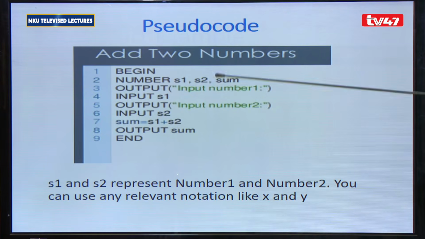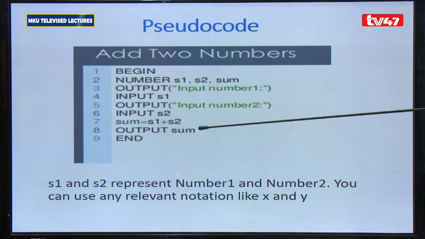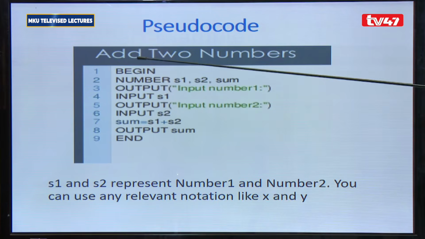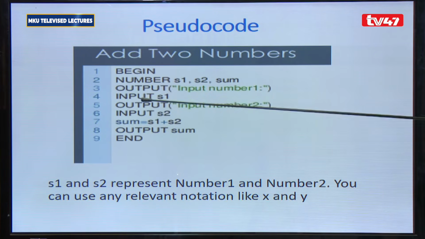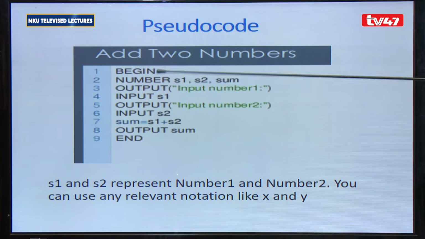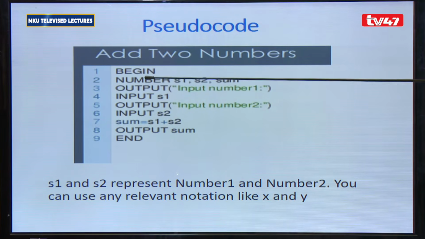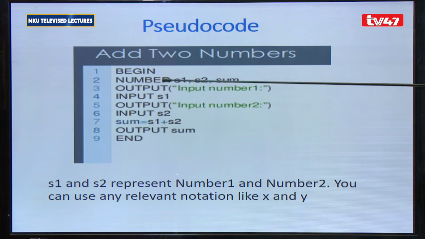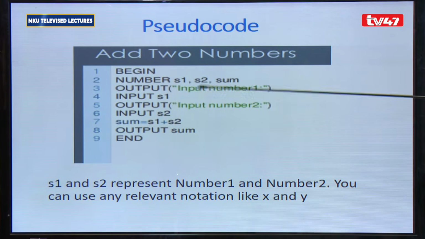These are pseudocode. We have said pseudocodes use English-like statements. So this is just like start and stop in a flowchart. Then we have English statements. We can say begin. We can declare the two numbers that we need, S1, S2, and sum. This could represent number 1, number 2.